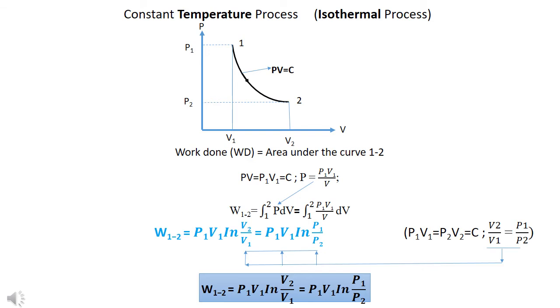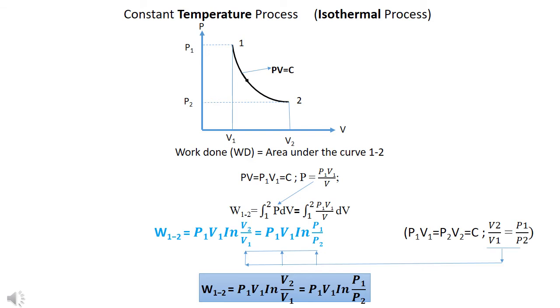Constant temperature process, that is the isothermal process, where PV is equal to constant. Similar to before, work done is equal to the area under the curve 1 and 2. We already know work done is equal to the integration from initial position to final position of PdV. Now since PV is equal to constant, we can write PV equal to P1 V1 equal to constant. Hence P is equal to P1 V1 by V. So we can replace P by P1 V1 by V. I have indicated this with the arrow mark also for better understanding.